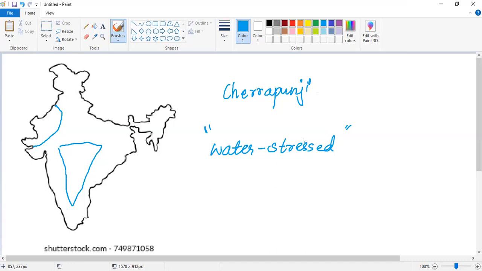Take down the next point. The next thing is, 90% of drinking water in urban areas is met from groundwater extraction. Full stop.